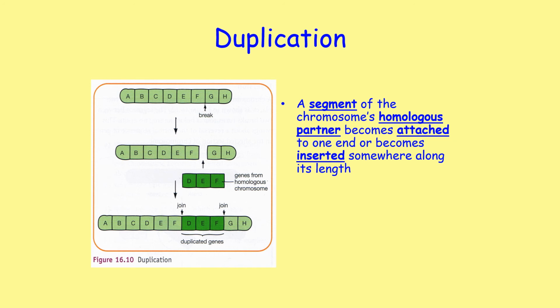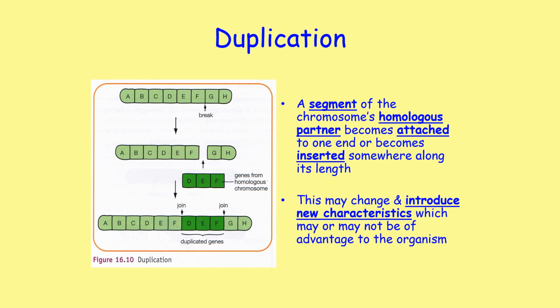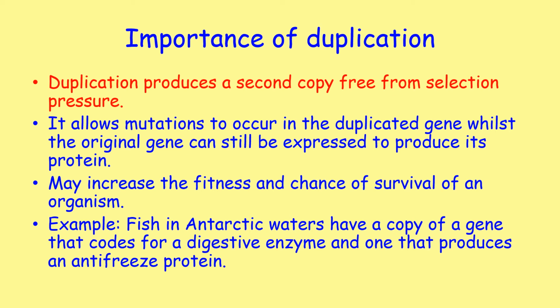A segment of the chromosome's homologous partner becomes attached to one end or is inserted somewhere along its length, and therefore within that particular chromosome we have duplicated genes. Now, this can sometimes be positive because this may introduce new characteristics which may or may not have an advantage. Now, how duplication can be beneficial.